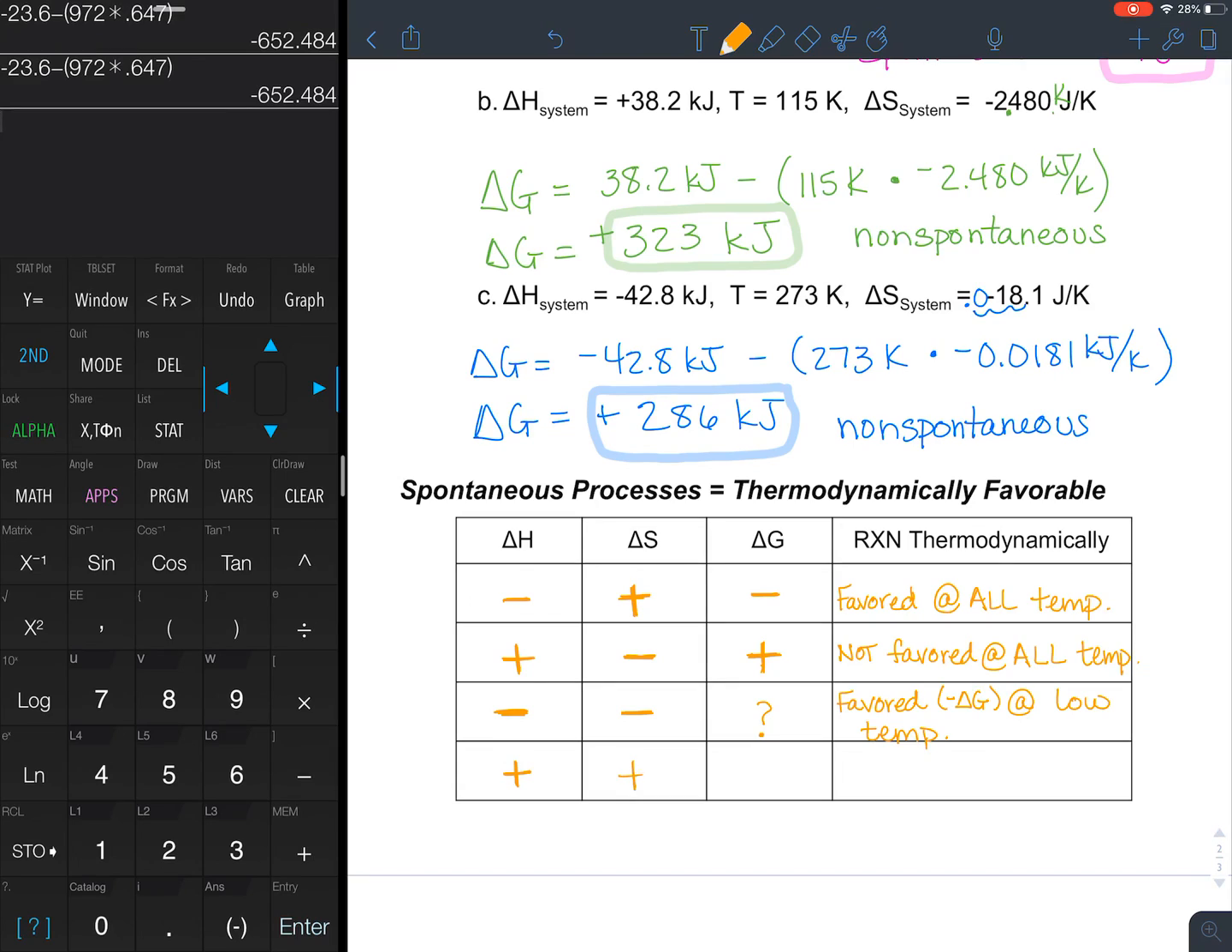Okay, and then if we have one where both of them are positive, then this will be favored at high temperatures. And so we can plug those numbers in. So favored, okay, that negative delta G at high temperatures. Okay, and that's it.